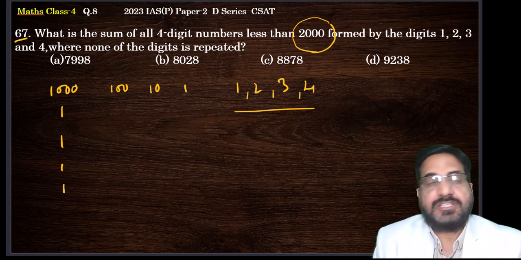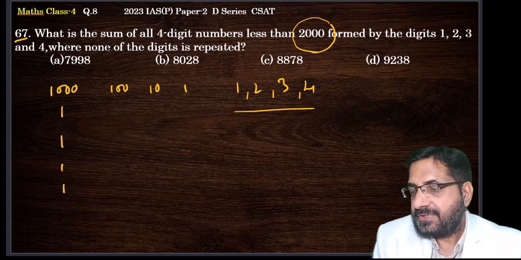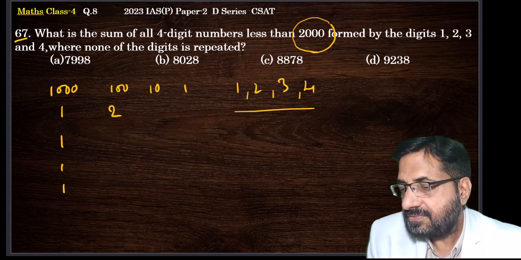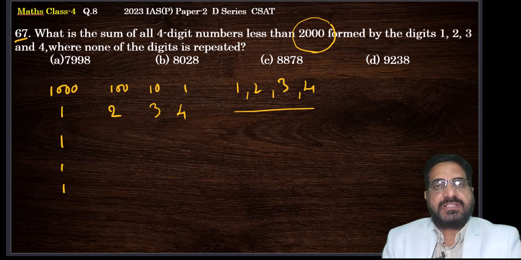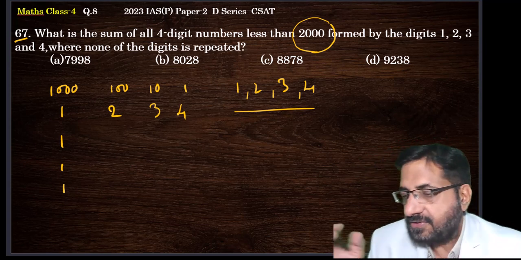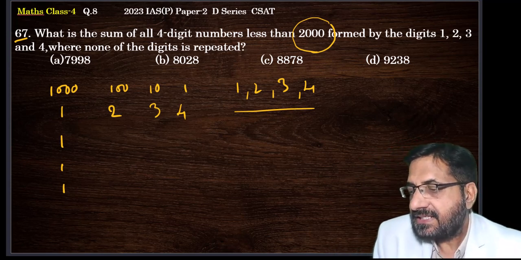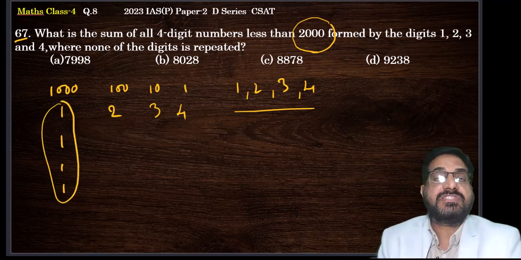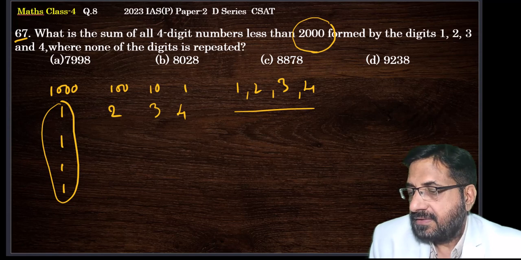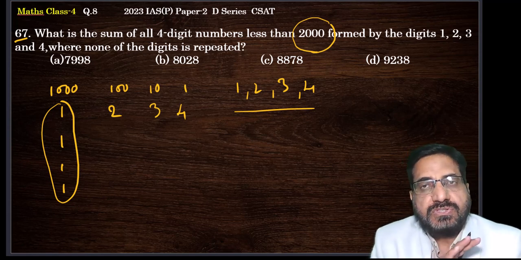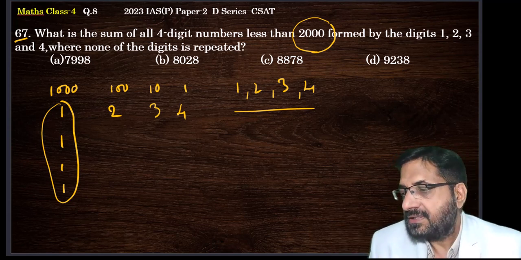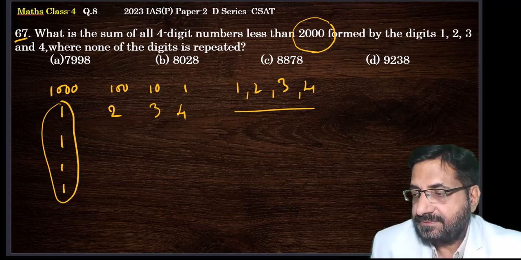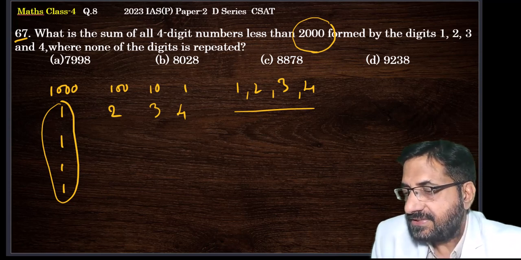What are the other possibilities? Start from here. Write 2, 3, 4. None of the digits is repeated. That is also another condition. The 1000th place is fixed because we should not get a number more than 2000.